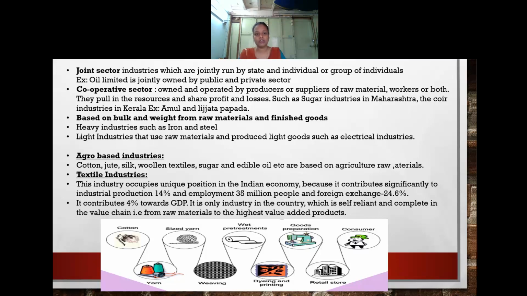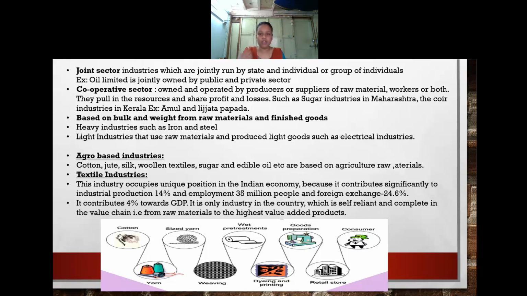textile industry. 35 million people can get employment in the textile industries. The foreign exchange share is 24.6%. Nearly 4% contribution towards the GDP, that is gross domestic product. It is self-reliant, that is self-independent, and complete in the value chain, that is from the raw materials to the highest value added product.